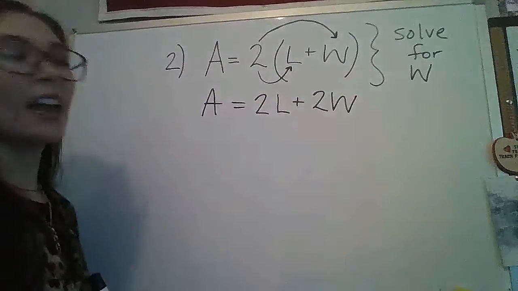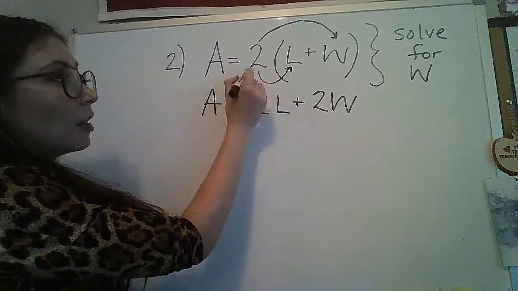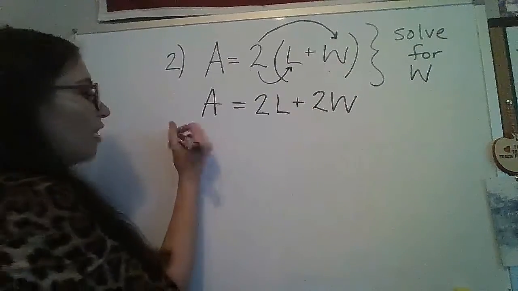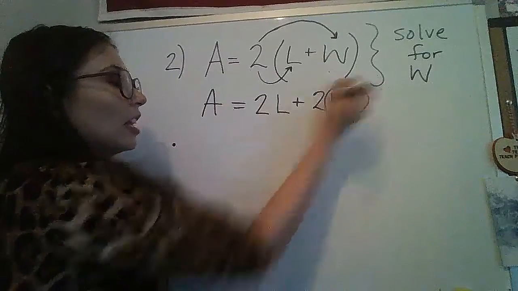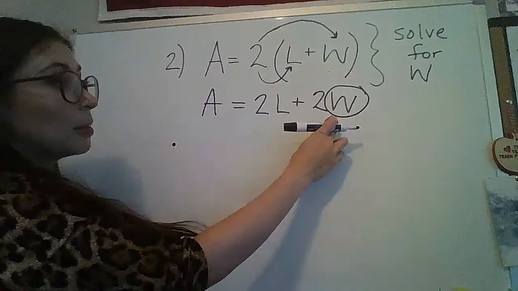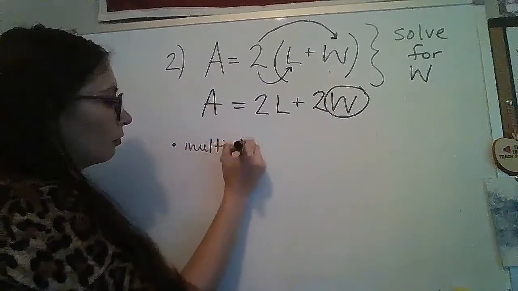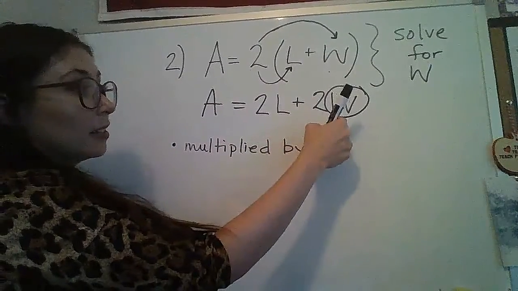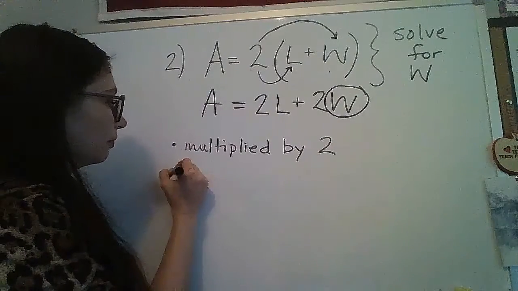So now I have A equals 2L plus 2W. I distributed it by 2 times the L plus my 2 times the W. My next thing, remember, is to write down each operation being performed on the W. So we can see that W is being multiplied by 2. And this W is also being added to L.